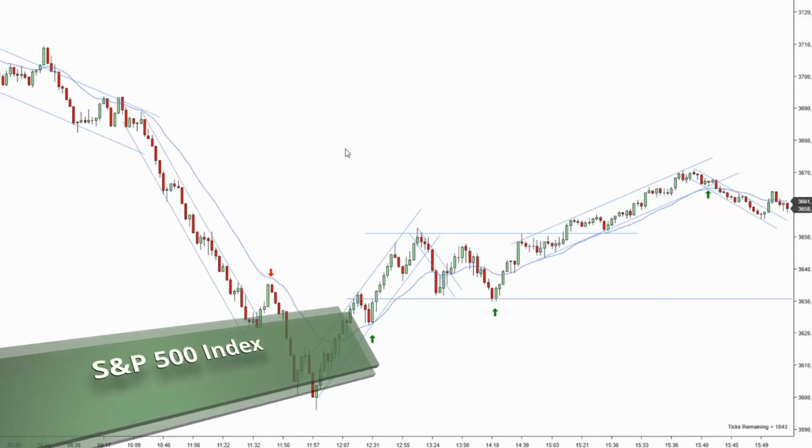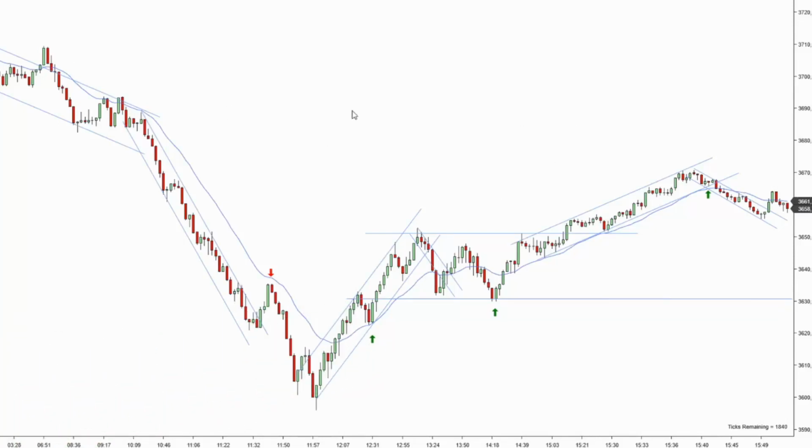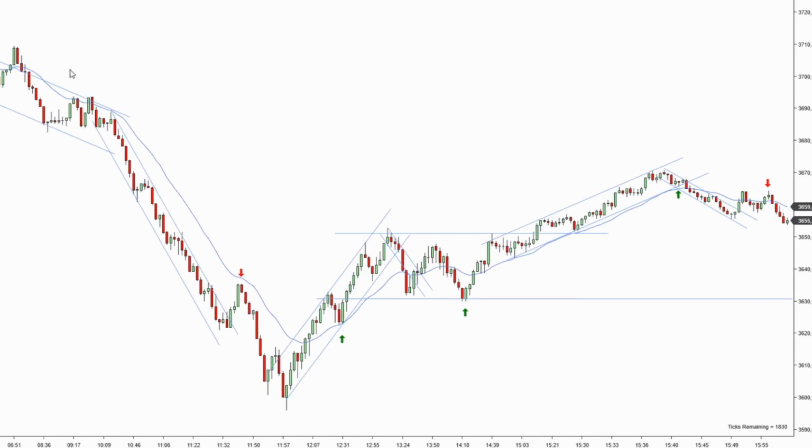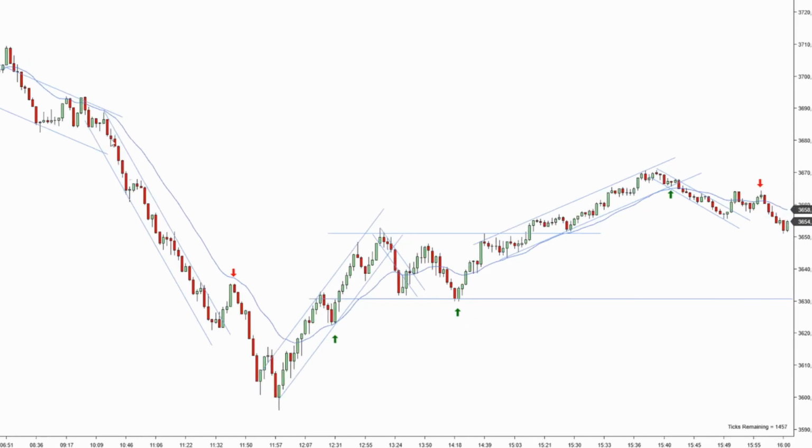Okay, how to trade a day like this when the price action is all over the chart and it is not easy to find an overall larger pattern? Well, the answer is short-term trend lines.